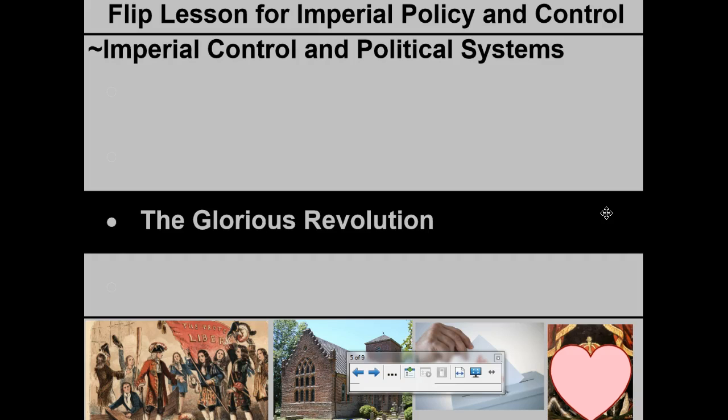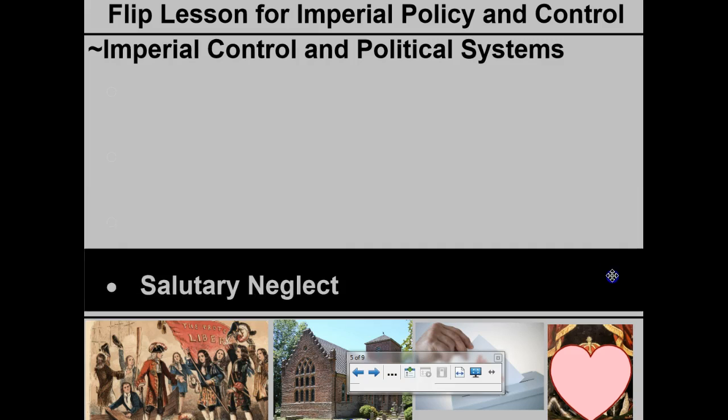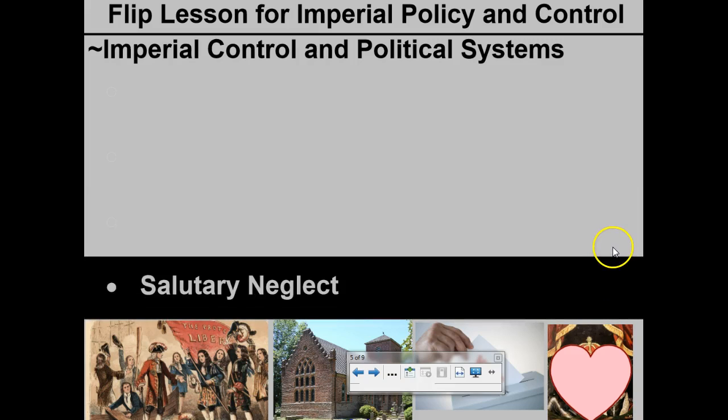Our votes will mean more, we'll have more self-autonomy, we'll have more say, we'll have more self-government, and we'll have less oversight from the king. And they were really excited about this time period, and it really showed a period that we know in history as the period of salutary neglect.